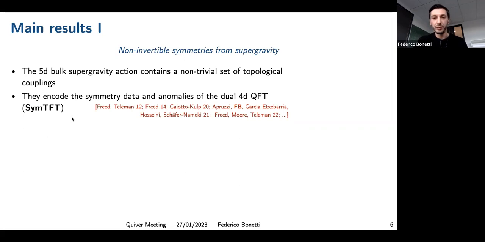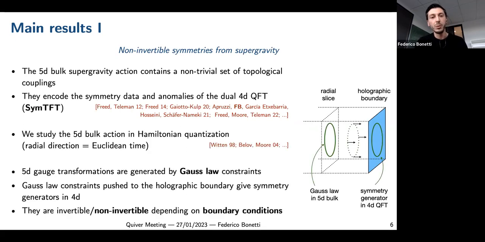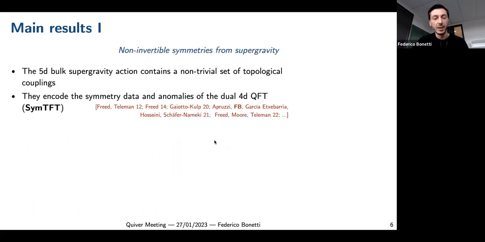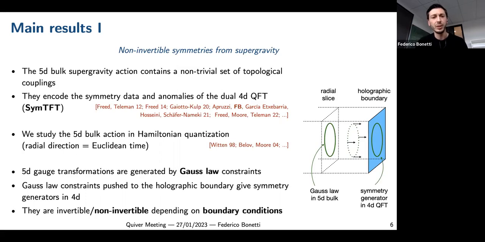More pragmatically, in terms of finding non-invertibles, we will see that there is a recipe that we can apply, based on essentially studying this 5D bulk action in Hamiltonian quantization by treating the radial direction of holography as Euclidean time. This goes back to works by Witten and Belov and Moore. And we will see in particular that the machinery of Gauss law constraints, which is very standard in Hamiltonian quantization, is perfectly suited to extract the sort of information we're after.